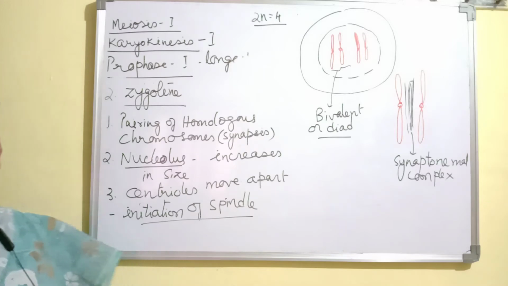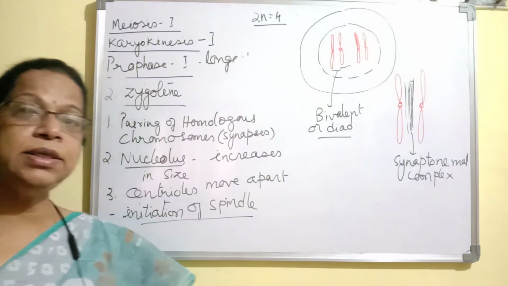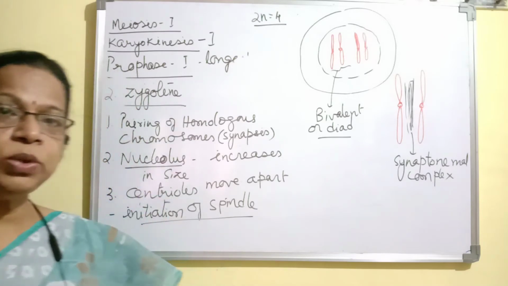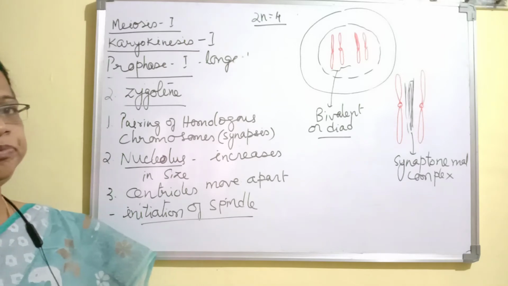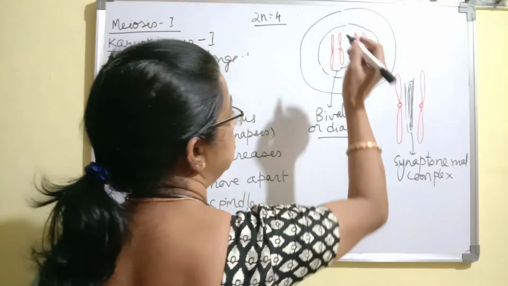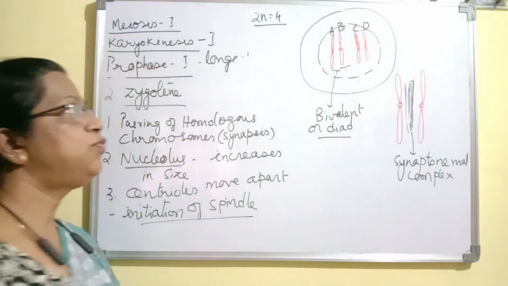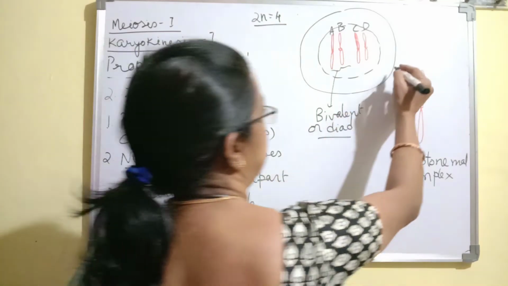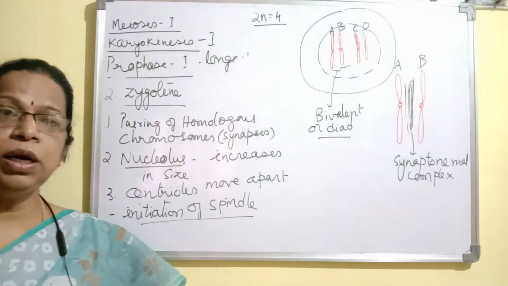I hope all of you know what a homologous chromosome is. It is a pair of chromosomes which are morphologically and genetically similar, one chromosome belonging to one parent and the other belonging to the other parent. So these are the two pairs here. Let us label the chromosomes as A, B, C and D. There are 4 chromosomes. Here there is a pairing of one pair, say A and B, and this is called a bivalent or dyad.